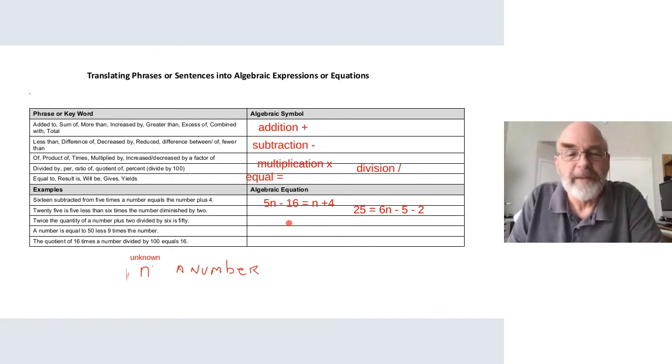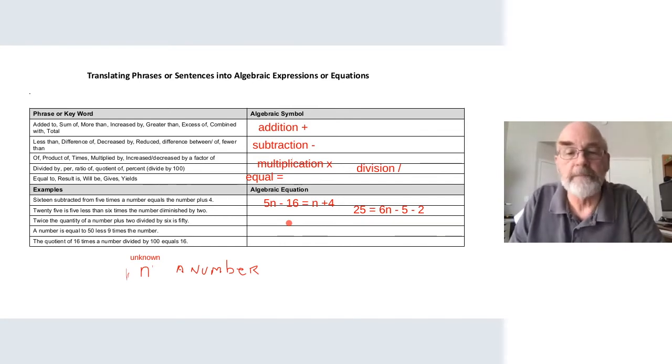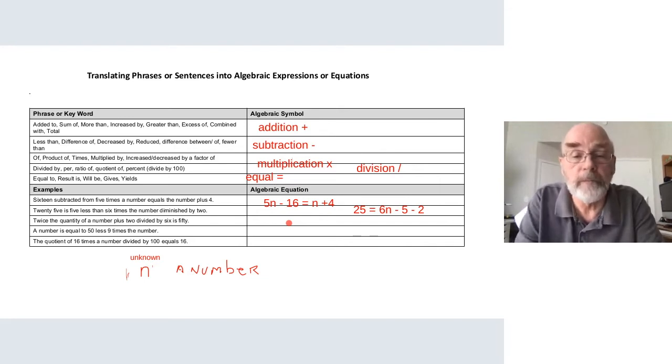Twice the quantity of a number plus 2, divided by 6 is 50. All right, so are you going to say 50 equals? 50 equals. I'll write that down. Yeah. Okay. Quantity of a number.